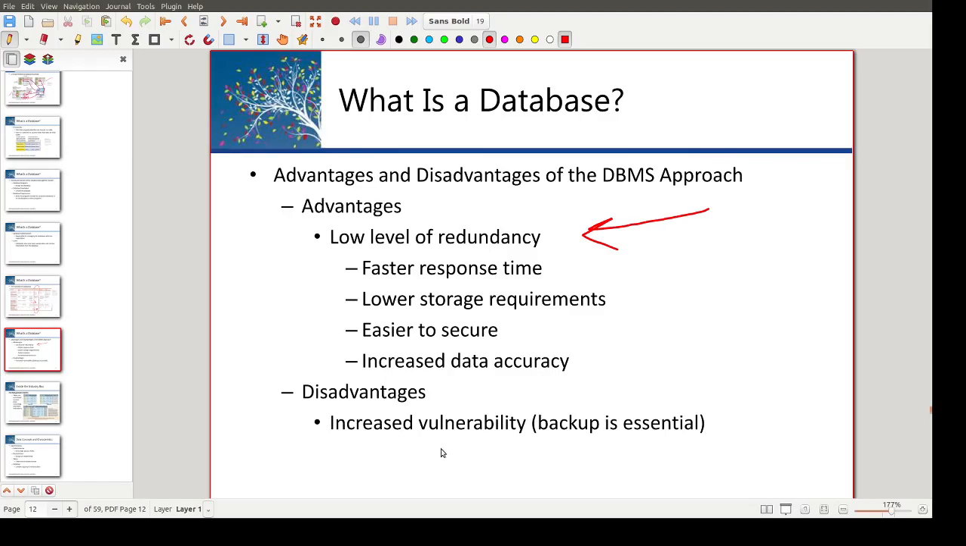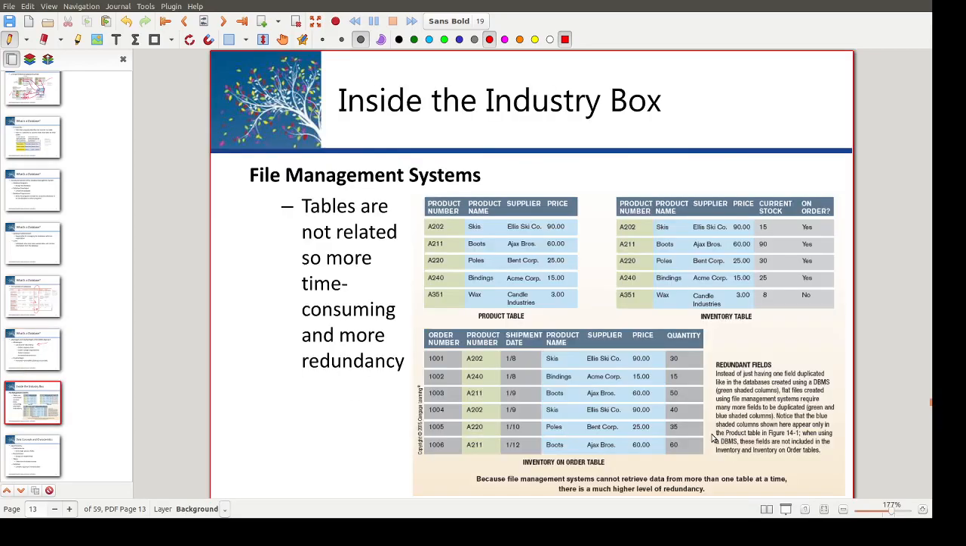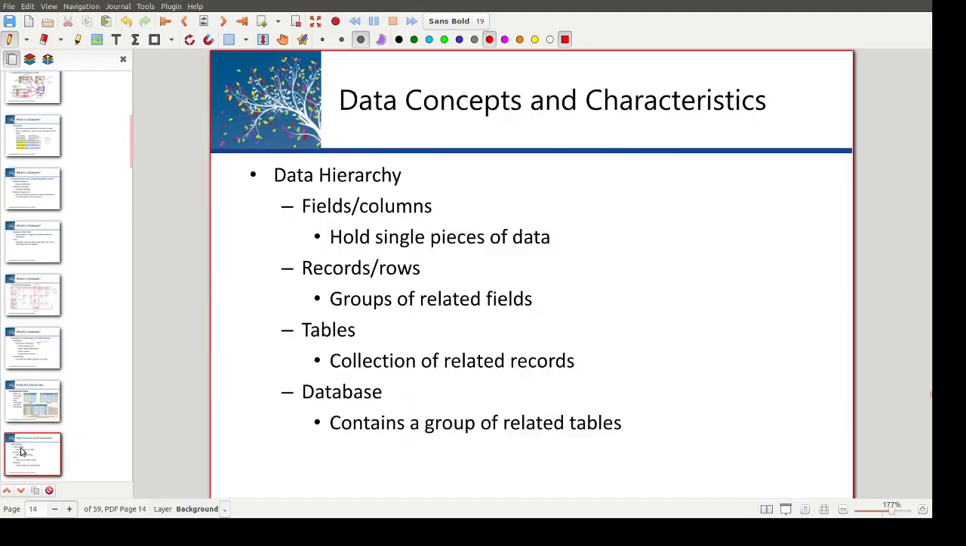The disadvantages include increased vulnerability, which means the backup is very essential in these cases. This is one example from file management systems before database management systems. The tables are not related, so it is more time consuming and has more redundancy. If the tables are not related, this will make your life much harder. If I have a product number here and the product number there, why don't I relate them? That is why we use relational databases instead of flat file management.